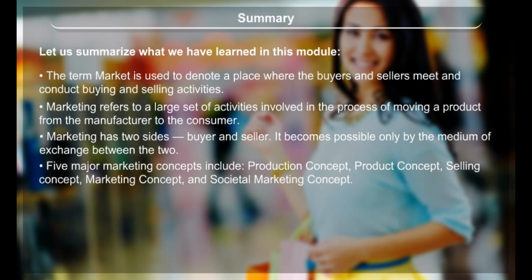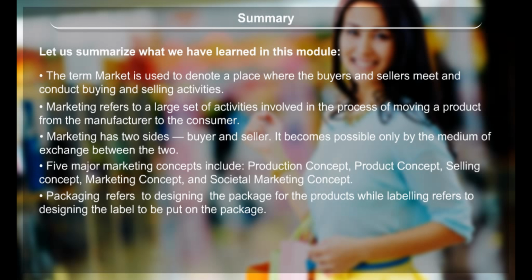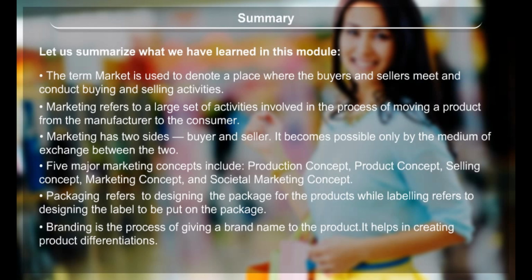Five major marketing concepts include production concept, product concept, selling concept, marketing concept, and societal marketing concept. Packaging refers to designing the package for the products, while labeling refers to designing the label to be put on the package. Branding is the process of giving a brand name to the product. It helps in creating product differentiation. A brand or part of a brand that is given legal protection is called trademark.